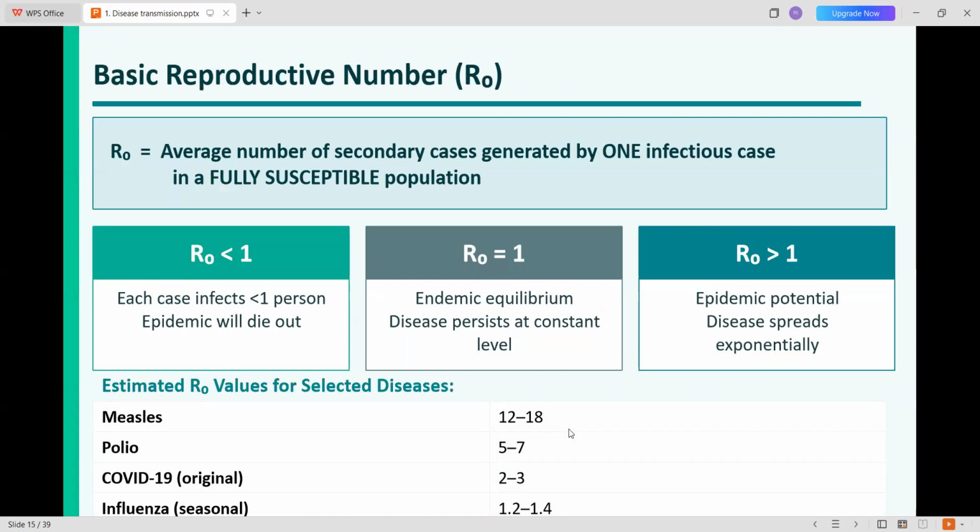Next is the basic reproductive number, R naught. R naught is the average number of secondary cases generated by one infectious case in a fully susceptible population. If R naught is less than one, each case infects fewer than one other, and the epidemic will die out. If R naught equals 1, it is endemic equilibrium, and the disease persists at a constant level. If R naught is greater than 1, there is epidemic potential and the disease spreads exponentially. Estimated R naught values for selected diseases: measles 12 to 18, polio 5 to 7, COVID-19 2 to 3, influenza 1.2 to 1.4.